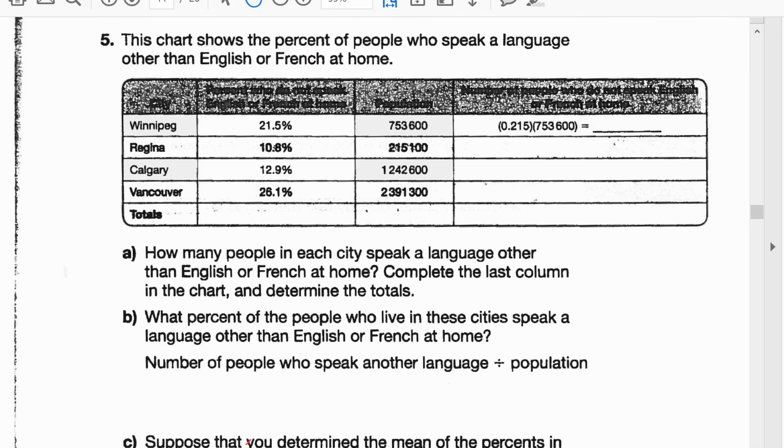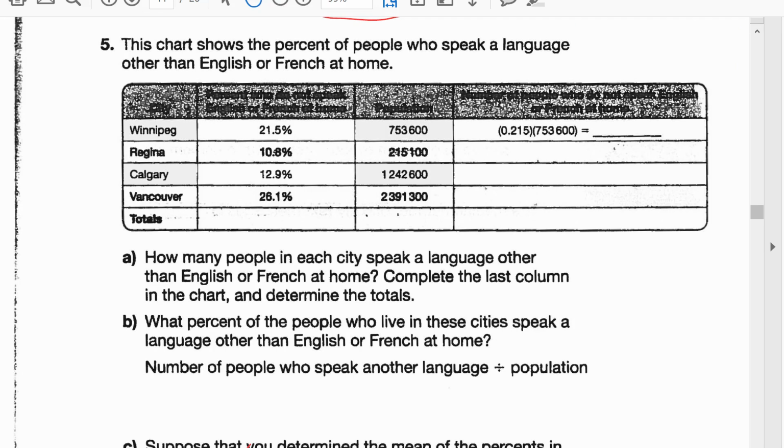Number 5. We have a chart that shows the percent of people who speak a language other than English or French at home. Hey, that's Mr. K. So we have cities here on the left. Then people who don't speak English or French at home. We have population of the cities. And then we have the number of people who don't speak French or English at home.